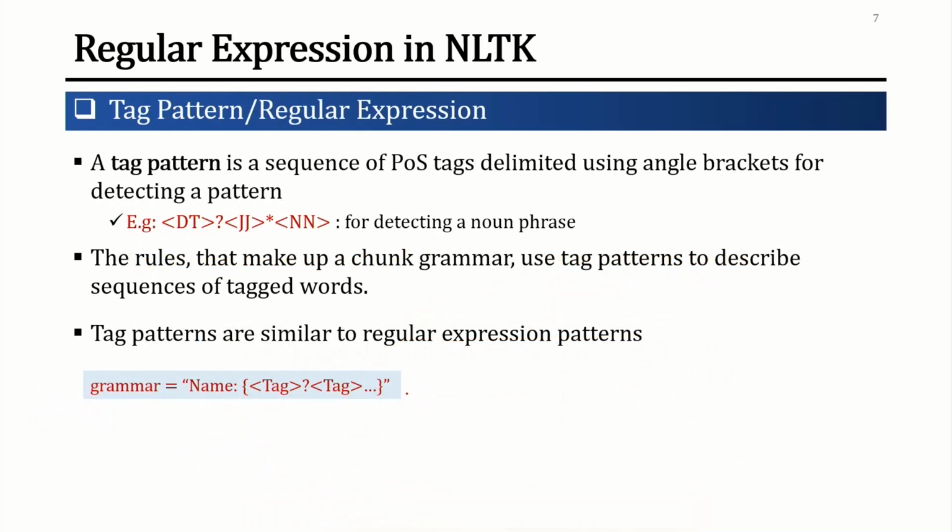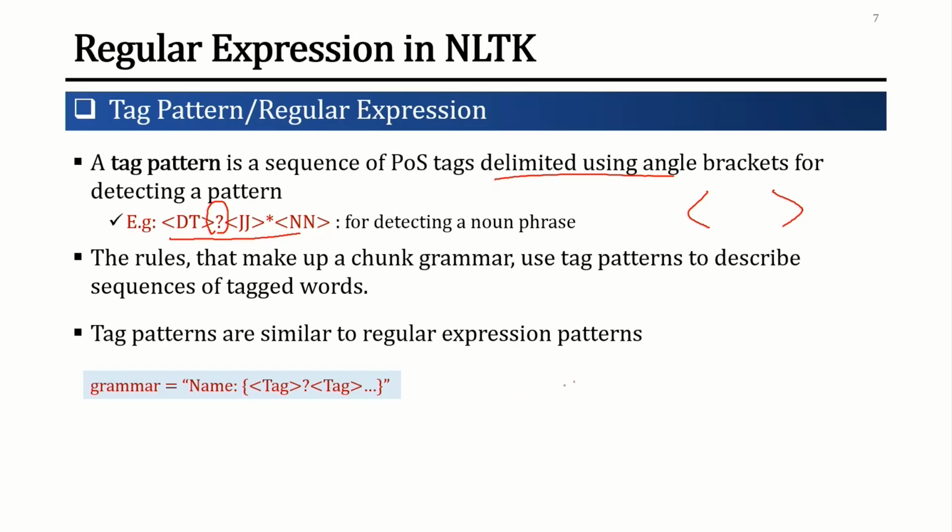So now we come to take a look at the regular expression, which we call a tag pattern. A tag pattern is a sequence of POS tags delimited using angle brackets for detecting a pattern. When we say delimited using angle brackets here, that means we put the POS tags in the brackets. For example, we have this format: we have a determiner, and we use the special characters in regular expressions.